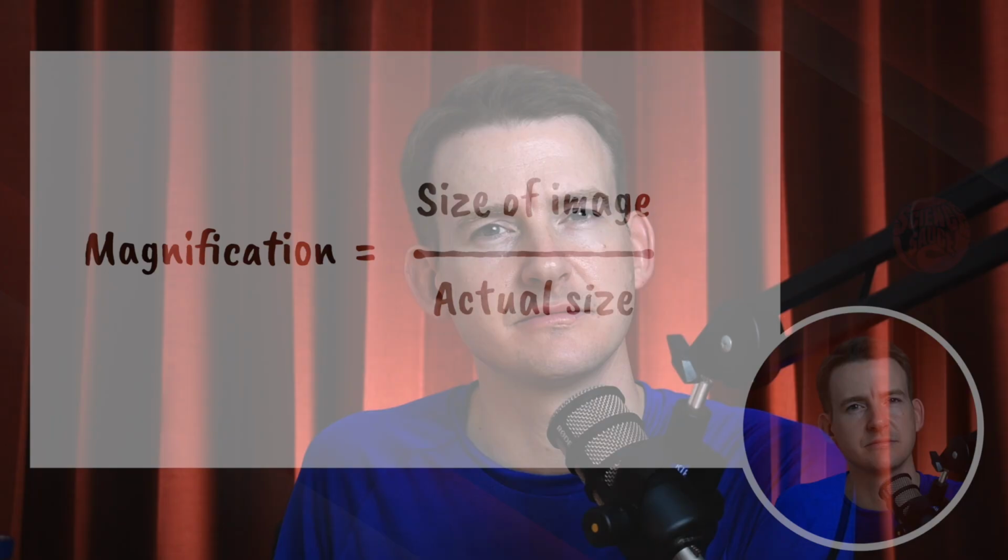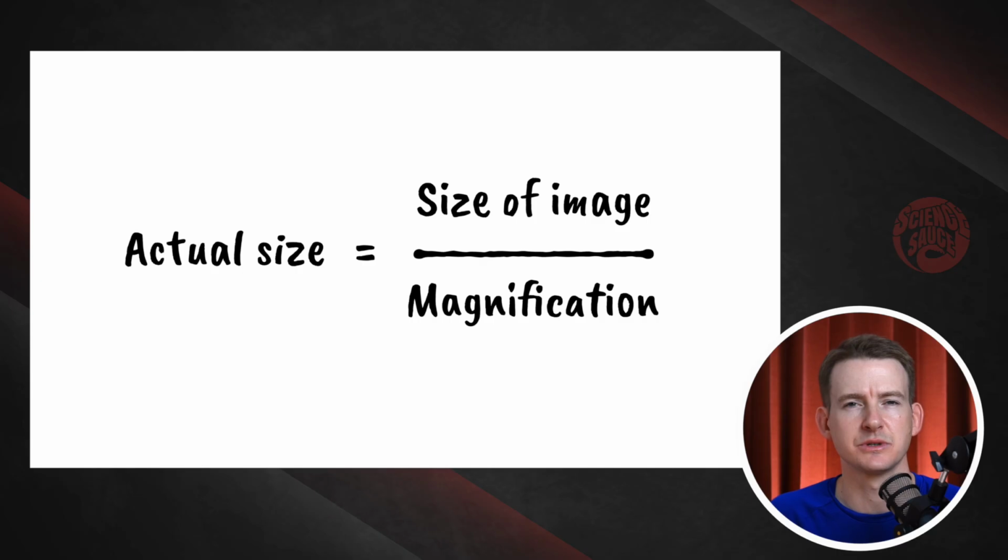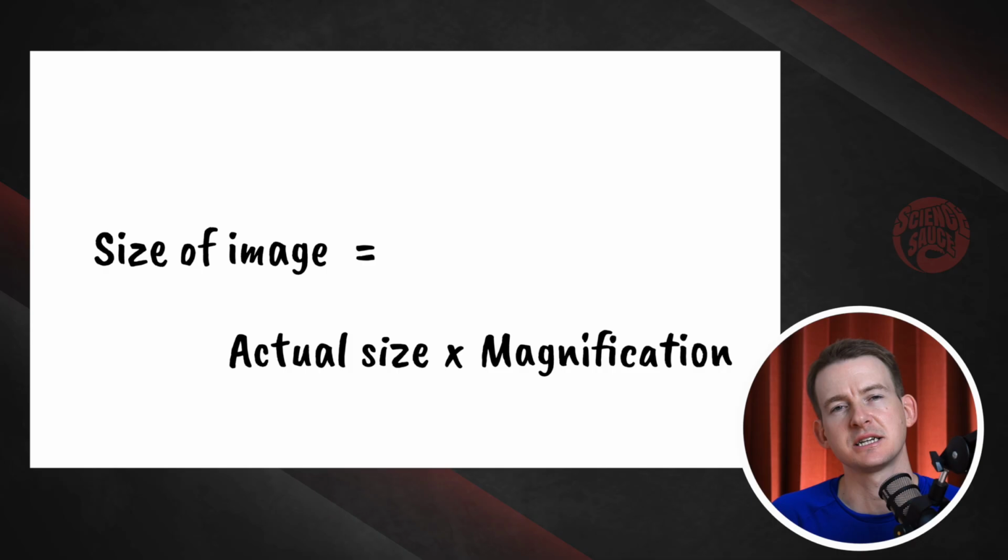First up, let's look at the formula. Magnification is equal to the size of the image divided by the actual size. The size of the image refers to the thing that you are looking at, probably on a piece of paper. And then actual size means the size of the object in real life, in the real world. We can easily rearrange this to: the actual size is equal to the size of the image divided by the magnification, and we can rearrange it further. The size of the image is equal to the actual size times the magnification. So we can always work out one of these variables if we have the other two.